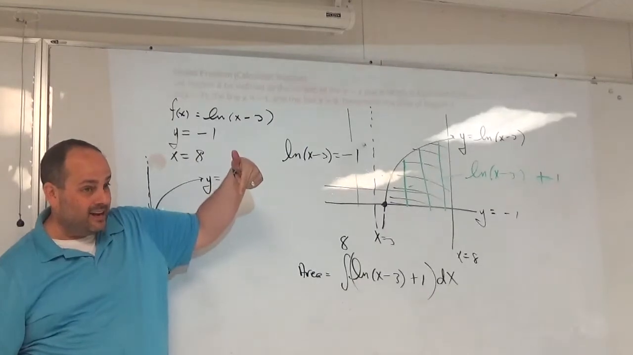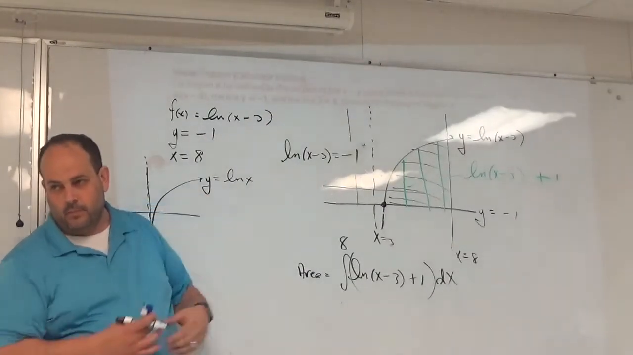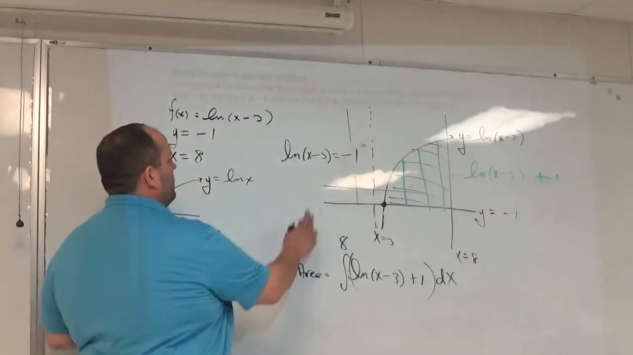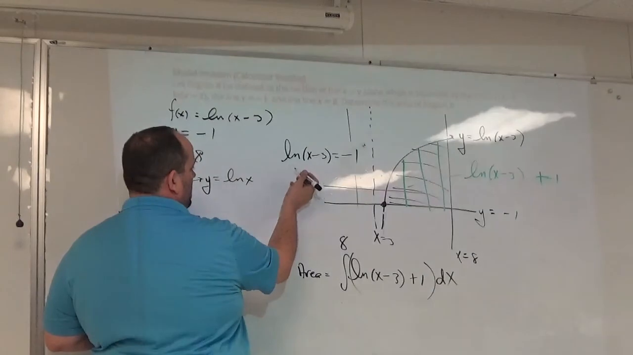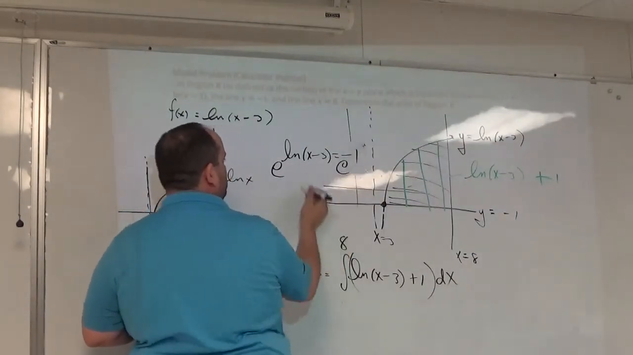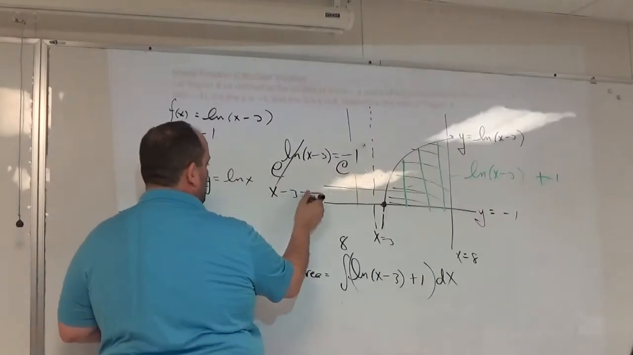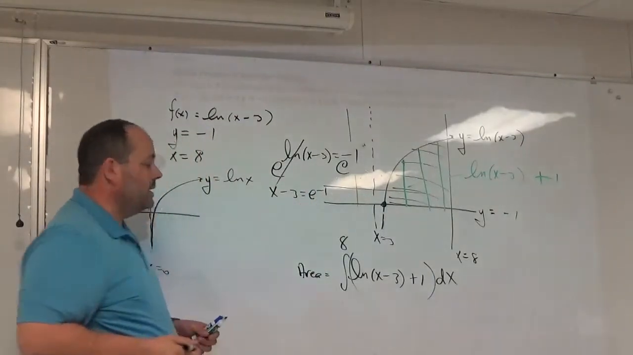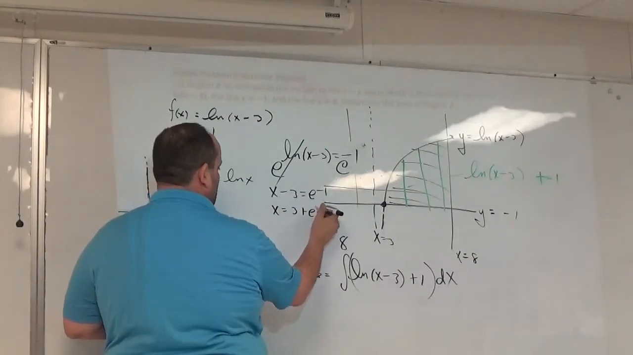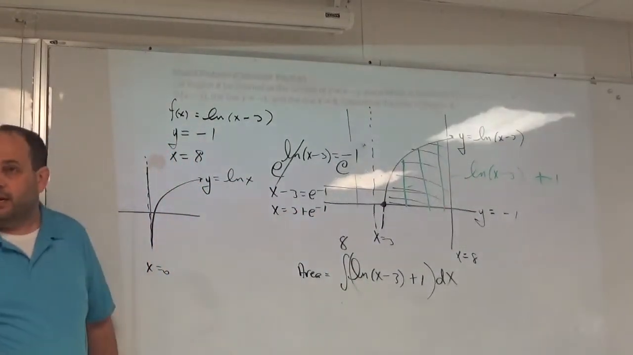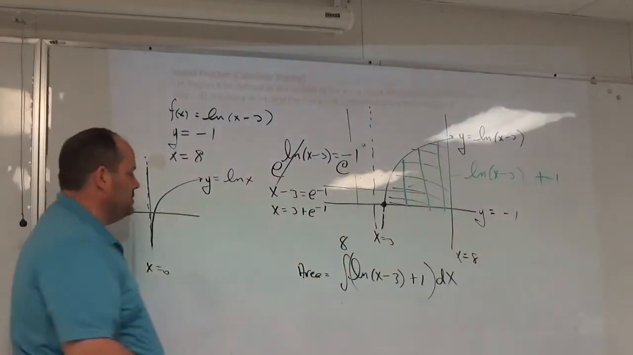At this point in the calculus course, solving something like this should be pretty straightforward. How are you going to solve it? Exponentiate on both sides because the e and the ln are inverses. So x minus 3 equals e to the -1. And then you're going to add 3 to both sides, and x equals 3 plus e to the -1. Everybody's okay?